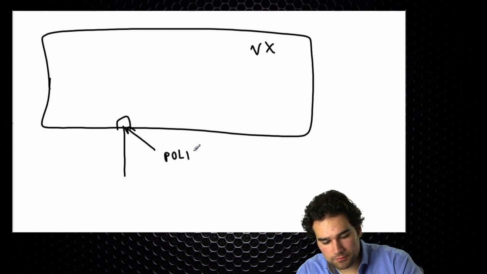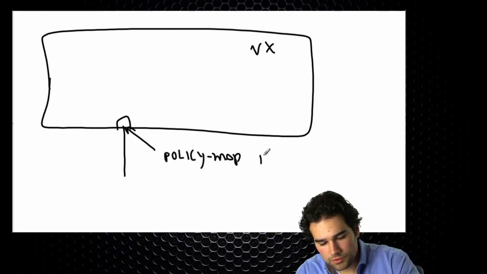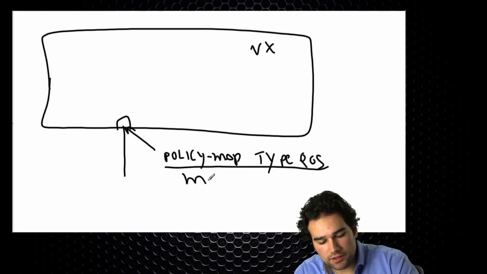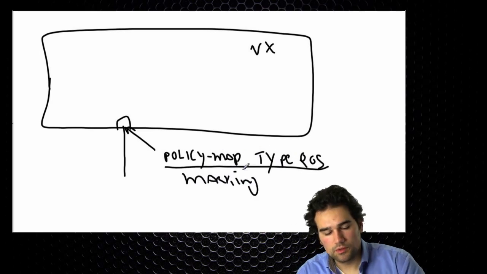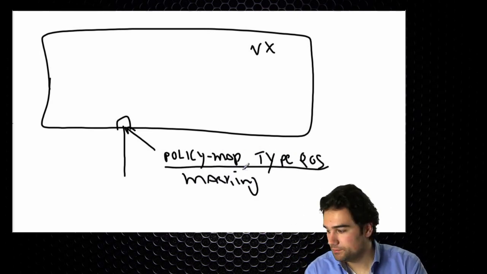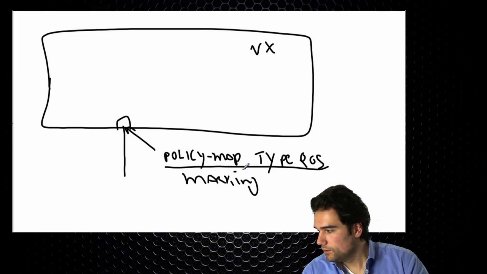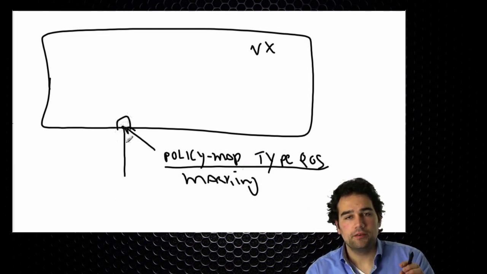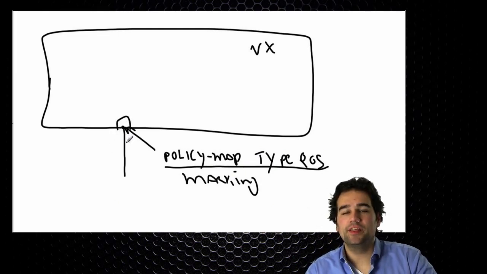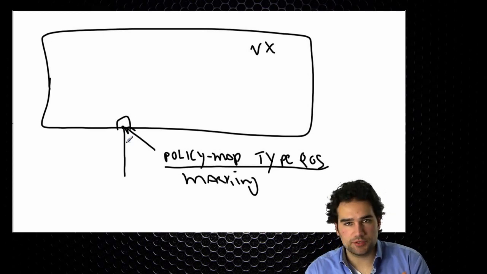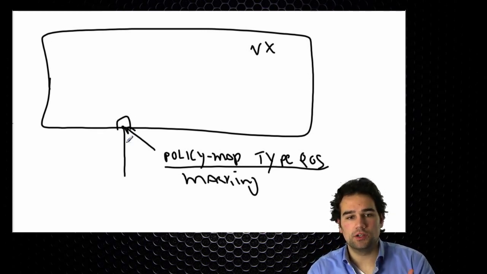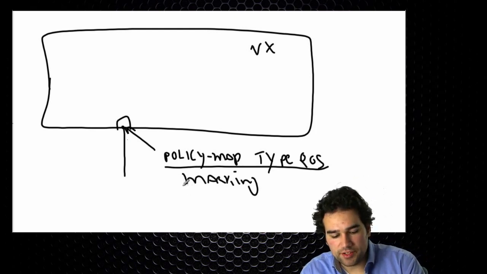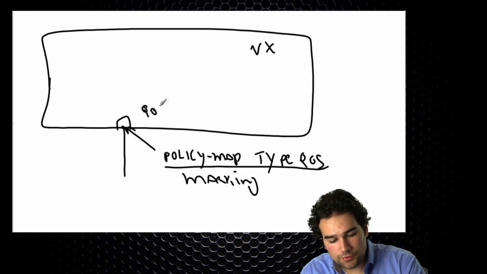Policy map type QoS. This is my marking QoS policy. What I do here is match traffic based on their requirements, so either IP address, port numbers, or matching on CoS values and DSCP values. And what I'm going to set here is a thing called QoS group.